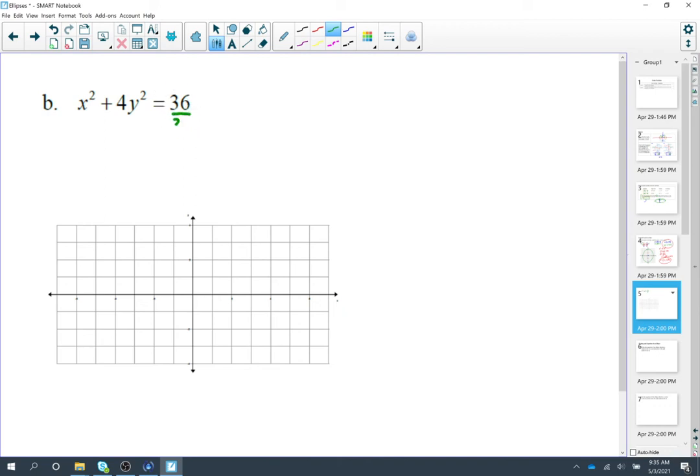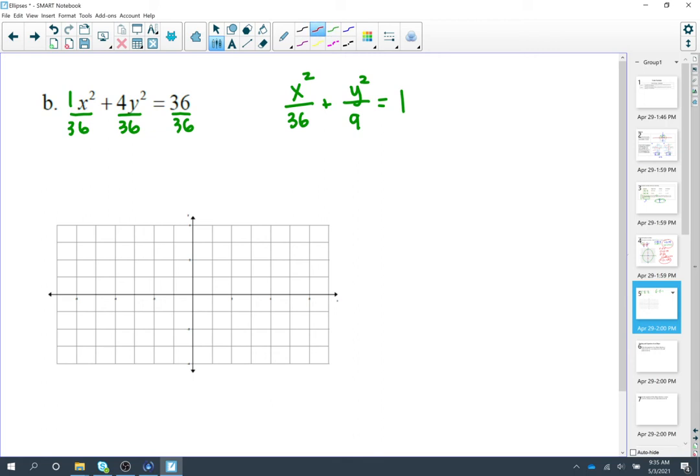So if I divide that by 36, that will be 1. But that means I have to divide this by 36, and I have to divide that by 36. On the first one, I'm going to have x squared over 36 plus 4 and 36 are going to simplify to 1/9. So y squared over 9 equals 1. Now that looks more to me like our standard form equation. It's equal to 1, we're adding, we're good to go.